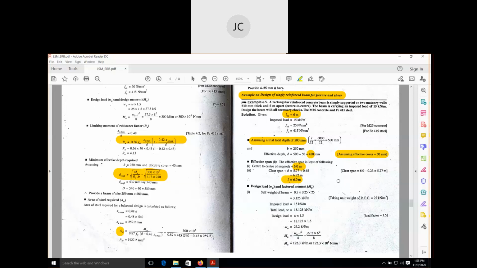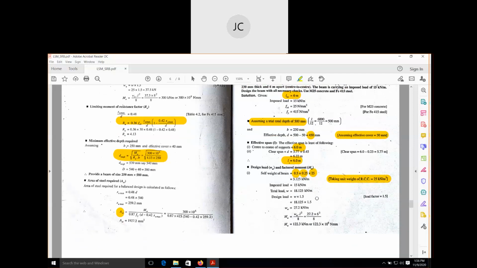Next we have to find the self weight of the beam. This is the total depth of the beam, this 0.25 is the width of the beam, and this 25 is the unit weight of RCC. You can see here the unit weight of RCC is 25 kilonewton per meter cube. If you calculate this value, you will get 3.125.